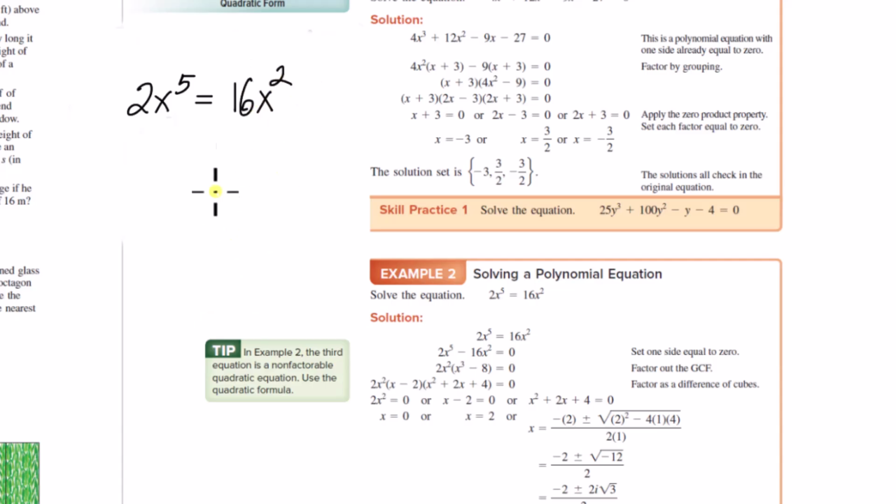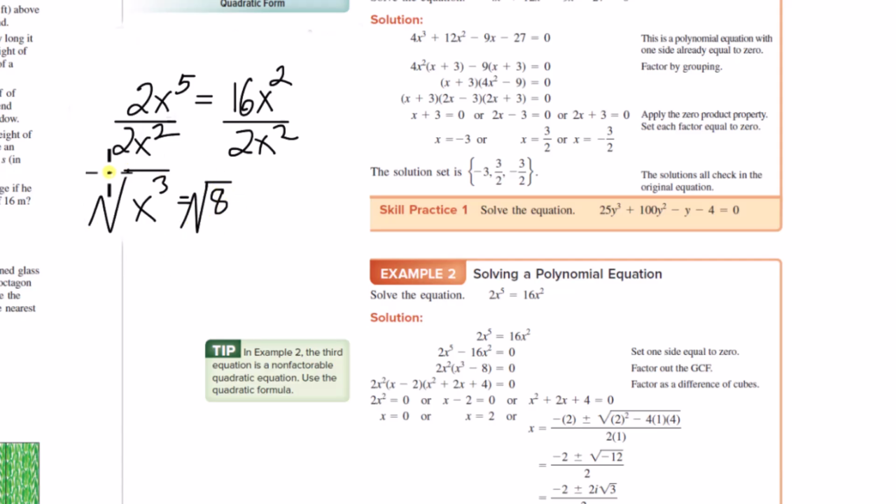Okay? All right. Now this next problem, we've got 2x to the 5th is equal to 16x squared. So you look at this and you think, okay, let's divide both sides by 2x squared. And you get x cubed is equal to 8. Take the cube root of both sides. You get x is equal to 2. We didn't do anything wrong here. That was all mathematically completely valid, and x is equal to 2 is absolutely a solution.